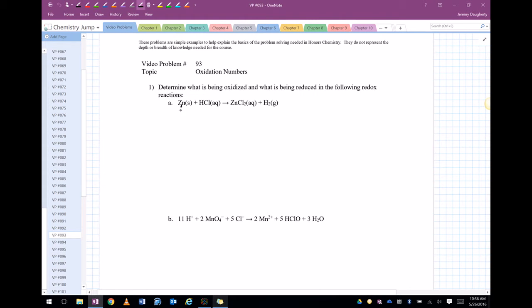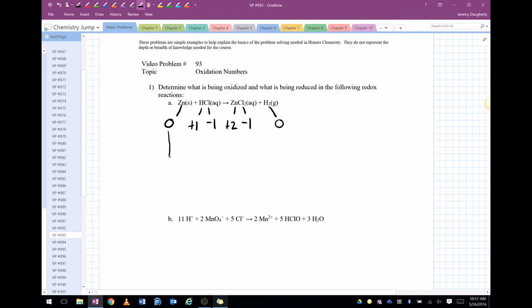So here, zinc is an element, so it has an oxidation state of 0. Over here, hydrogen is an element, so it has an oxidation state of 0. In this case, group 17, so it's a -1. Hydrogen's positive 1. In this case, chlorine is -1, zinc is positive 2, and I know that because that's an ionic compound. Okay, so let's take a look.